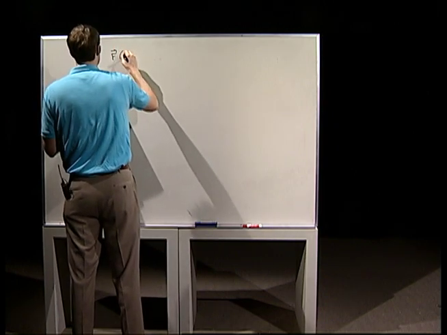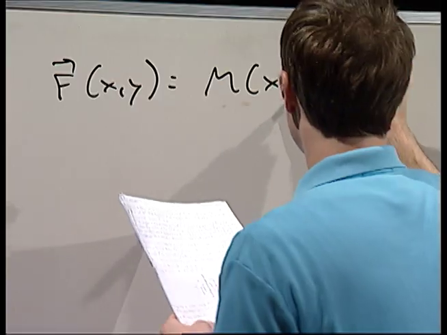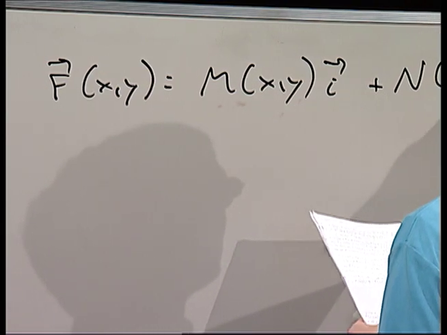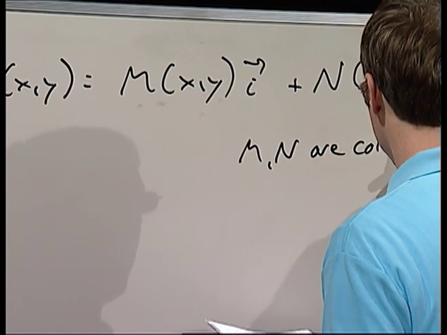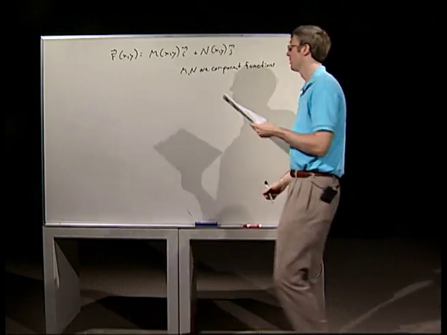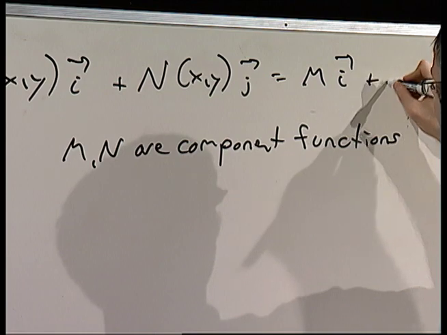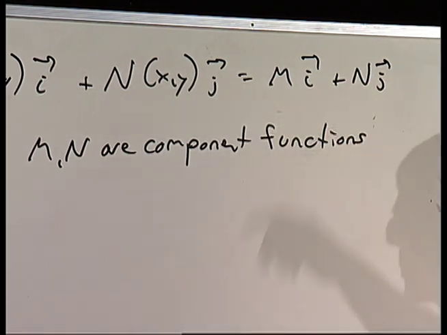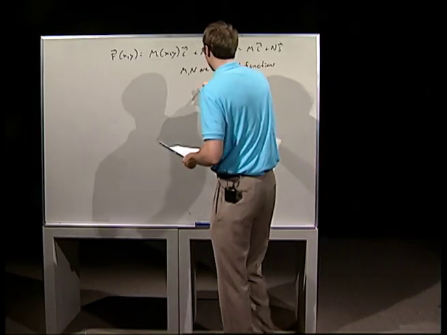Vector fields can be written as, say, a function M of x, y on i, and a function N of x, y on j. M and N are what you call component functions. So they're both functions of x and y, and we can abbreviate this. If it's obvious what dimensional field you're in, you don't need to write x, y. You can just write Mi plus Nj, right?